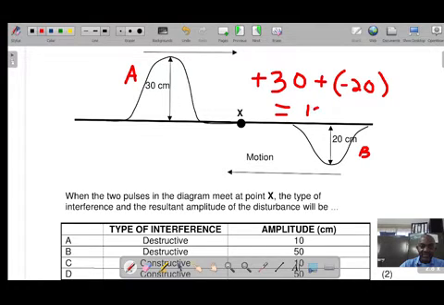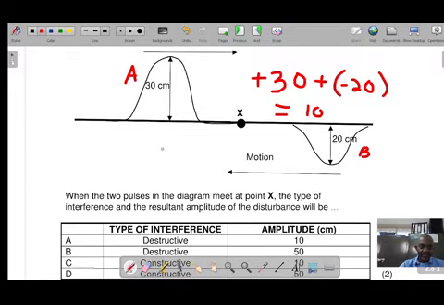Get positive 10. Now this positive 10, as you can see, is lower than the 30, also lower than the 20. So it means that this is called destructive interference. These two pulses are going to interfere destructively. In other words, the amplitudes before are being destroyed to give us something smaller.